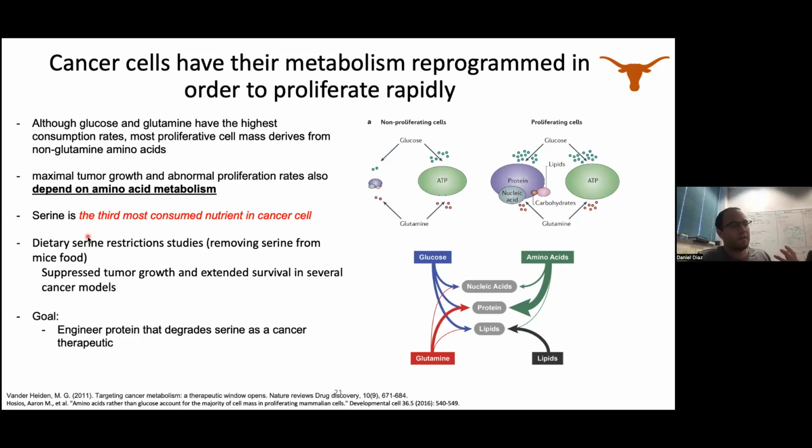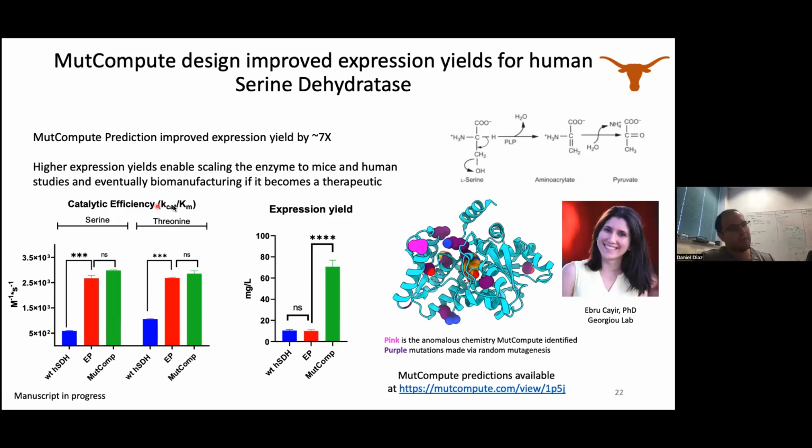Because the cancer is trying to metastasize and grow really fast, it needs to make a lot of proteins. So we would much rather take in amino acids to make these proteins than biosynthesize them itself. We've been working on a project down the hall here in the Giorgio lab to engineer serine dehydratase. They've been working on it for a while. Ebru Kayer was the PhD student leading this project. This protein essentially takes L-serine, uses vitamin B6, and produces pyruvate and ammonia, essentially degrading serine.